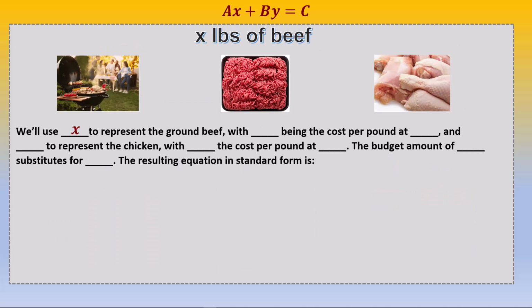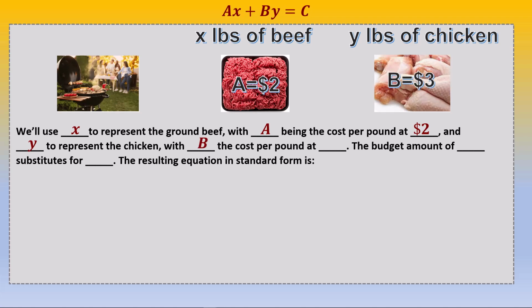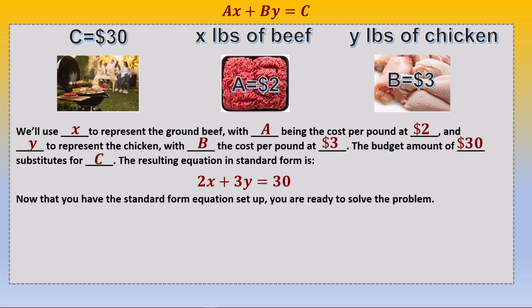We'll use x to represent the ground beef, with a being the cost per pound at $2, and y to represent the chicken, with b the cost per pound at $3. The budget amount of $30 substitutes for c. The resulting equation in standard form is 2x plus 3y equals 30. Now that you have the standard form equation set up, you are ready to solve the problem.